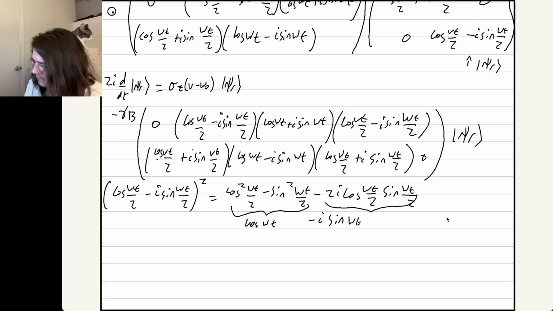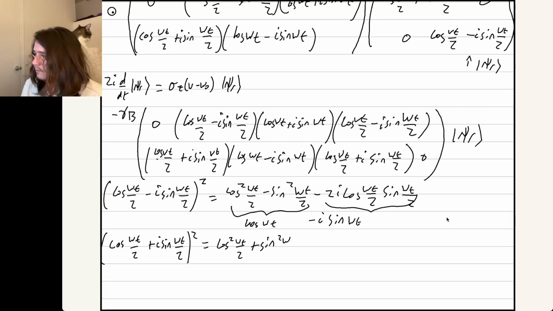Okay, and then on the other one, one of our lovely off diagonal terms, we have a plus sign on our i, and we're squaring it. And that's going to be cosine squared omega t over 2 plus sine squared omega t over 2. No, it's still minus. It's still minus. But we have a plus sign on the cross term: cosine omega t over 2 sine omega t over 2.